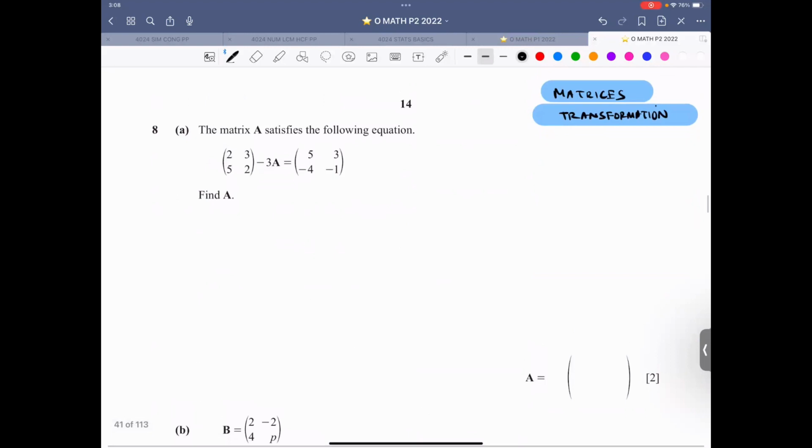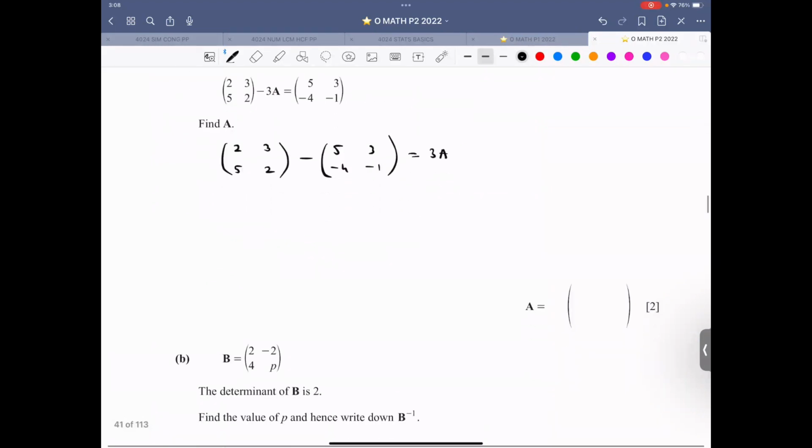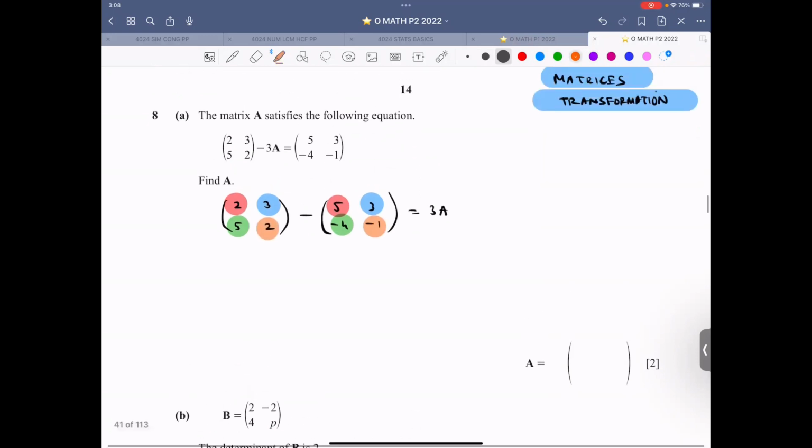So now this is 308. I'll start. The matrix A satisfies the following equations. Find A. So 2, 3, 5, 2, minus 5, 3, negative 4, negative 1 is equal to 3A. So the corresponding terms, the red and the red, the blue and the blue, the green and the green, and the orange and the orange. So that's how you do the subtraction.